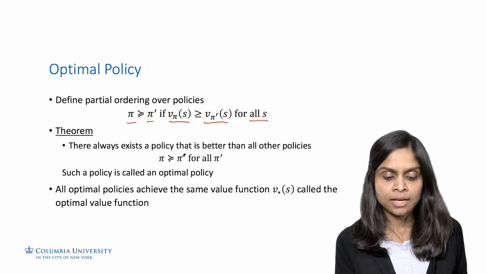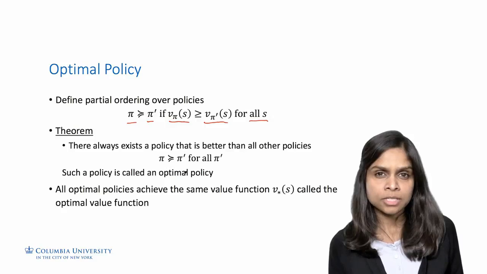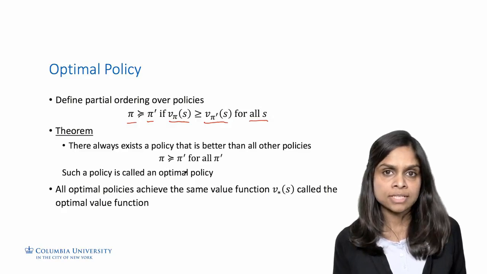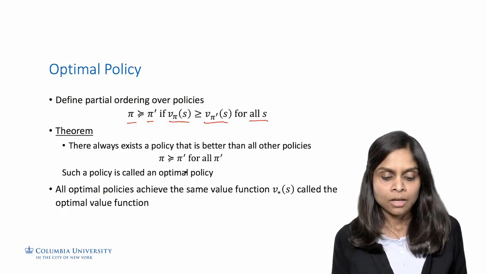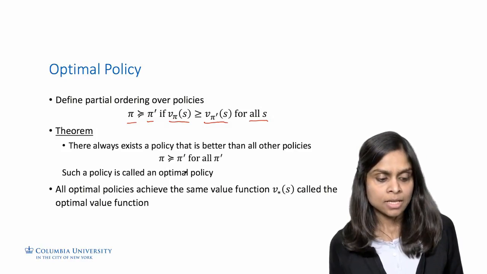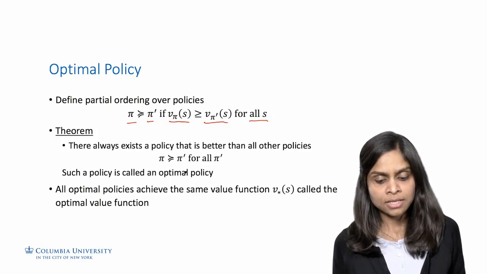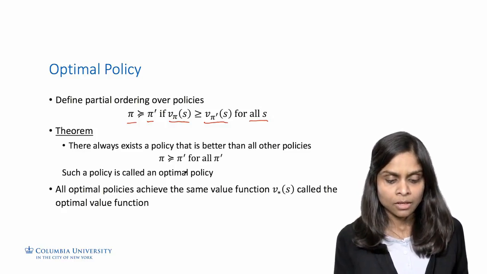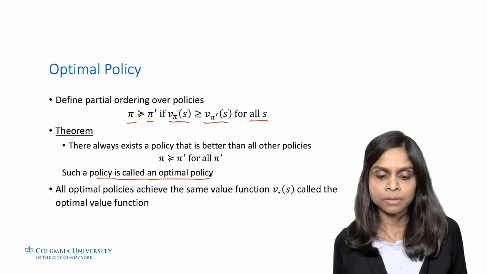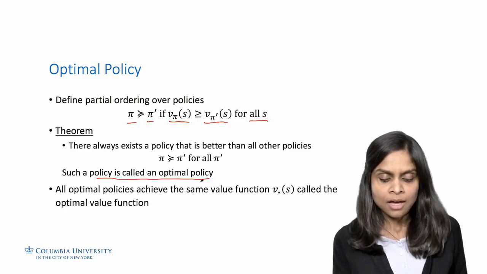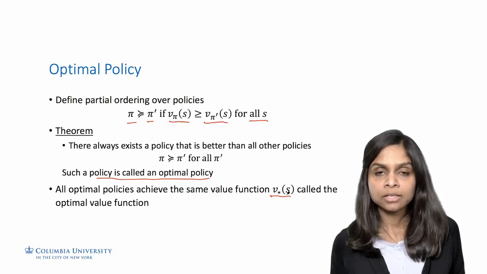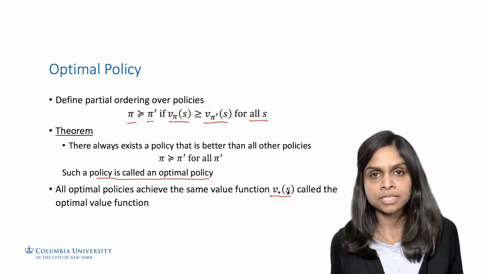And you can imagine that in this partial ordering, two different policies may not always be comparable because each of the policies achieves a better value for one starting state than the other. A useful fact known about MDPs is that in fact there always exists a policy that is at least as good as any other policy in this partial order. We'll call such a policy an optimal policy. This policy achieves at least as good a value function for every state as any other policy, and the value function of this policy will be called the optimal value function and denoted by V star.